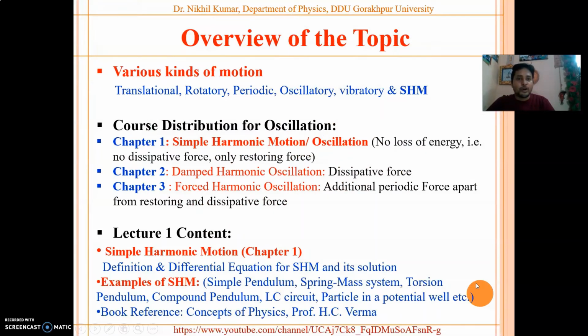So this is the overview of the whole topic. I will first discuss various kinds of motion, which include translational, rotatory, periodic, oscillatory, vibratory and simple harmonic motion. That is our main focus. The whole course is distributed in 3 chapters. In chapter 1, simple harmonic motion will be discussed, which I will discuss today.